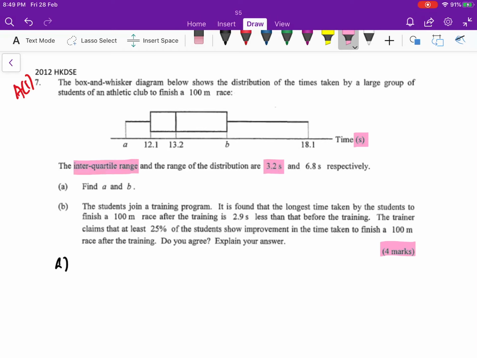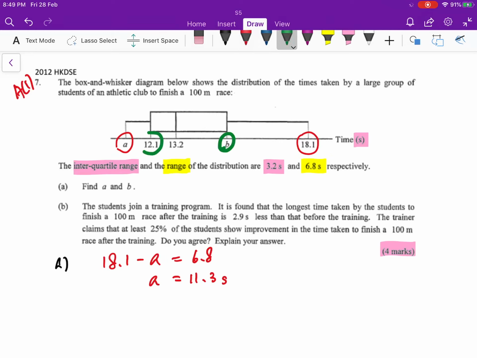So now the A part, let's see what this is. They told you that the interquartile range is 3.2 seconds, and the range is 6.8 seconds respectively. So now I need to find A and B. It is super easy to find A, because we use the maximum minus the minimum. It will be 18.1 minus A, which equals the range 6.8. So of course you can find A, just move to the other side. You can find that A is 11.3 seconds.